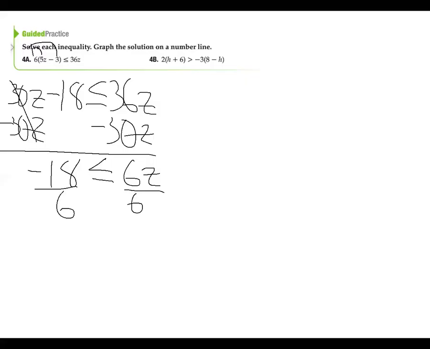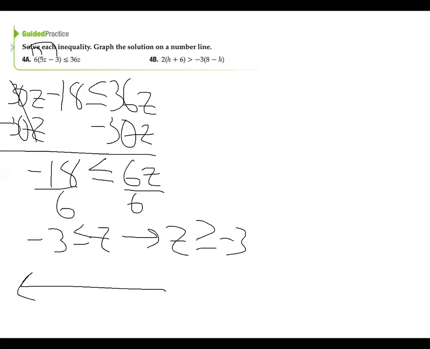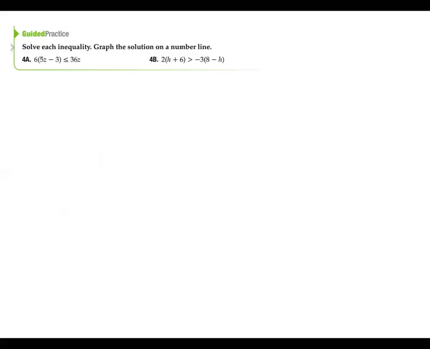Now, I want to point this out to you. What I'm doing is dividing both sides by a positive 6. Even though there's a negative 18 being divided by the 6, that's not going to flip the symbol because the operation I'm doing is dividing by a positive. So just be careful there. Sometimes that trips people up. So negative 3 is less than or equal to z, which is the same as z is greater than or equal to negative 3. So put a closed circle on negative 3 and shade everything to the right. Pretty cool there, huh?